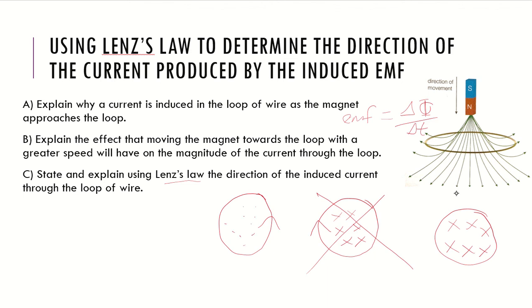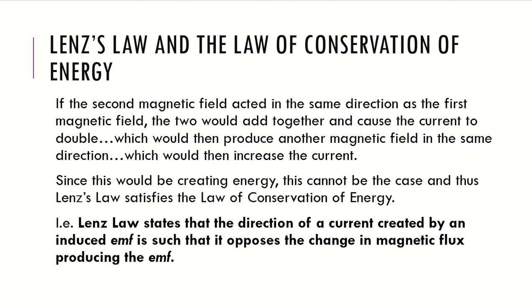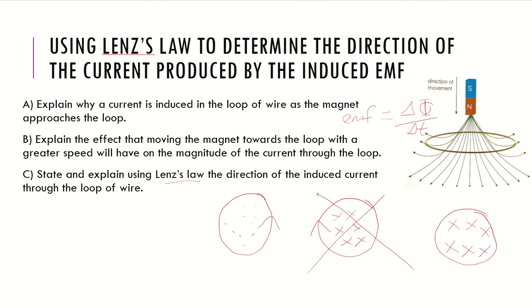And we know it has to be out of the page because this magnetic field has to oppose this magnetic field. When the magnet gets brought down, the magnetic field increases into the page. So obviously the current has to be going in an anti-clockwise direction, because then the field will be out of the page, and the out of the page will oppose the into the page. And that's what Lenz's law is. Lenz's law states that the direction of the current created by an induced EMF opposes the change of magnetic flux that produced it in the first place.